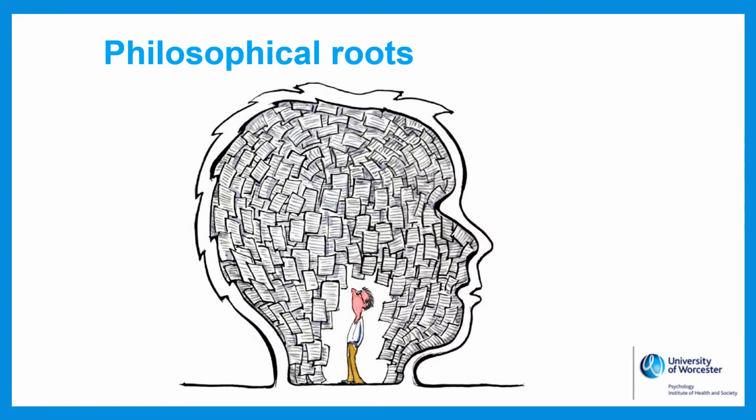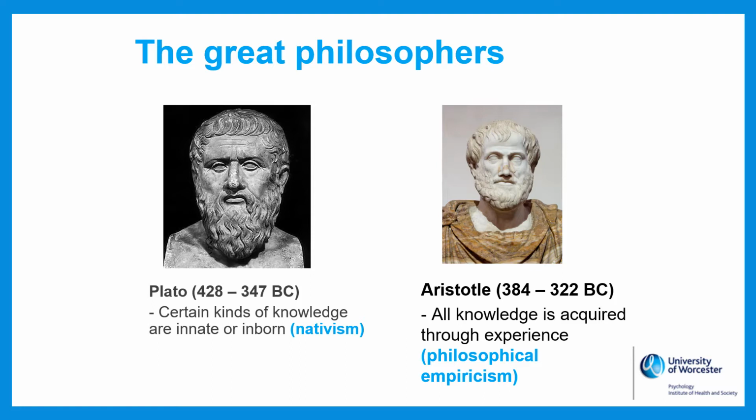And there are philosophical roots which underpin this. Firstly, there are the philosophers Plato and Aristotle. Plato argued the concept of nativism, so certain kinds of knowledge are innate or inborn. We're born with particular knowledge. Whereas Aristotle says that all knowledge is acquired through experience, and this is empiricism. So one is arguing that you're born with information and knowledge, and the other is arguing that you develop this over time.